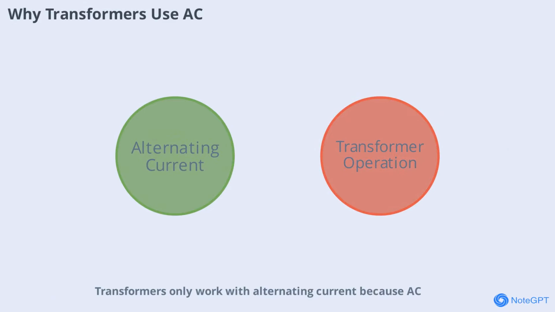Transformers only work with alternating current because AC creates the changing magnetic field needed for induction. Direct current, which flows steadily in one direction, doesn't produce the necessary fluctuations. This is why our power grids use AC electricity, allowing transformers to efficiently step voltage up and down as needed.